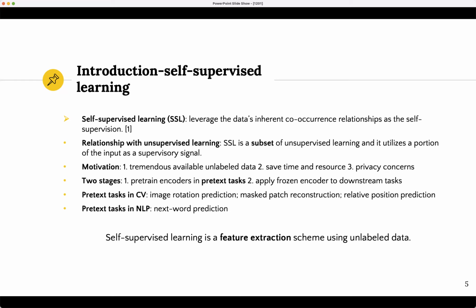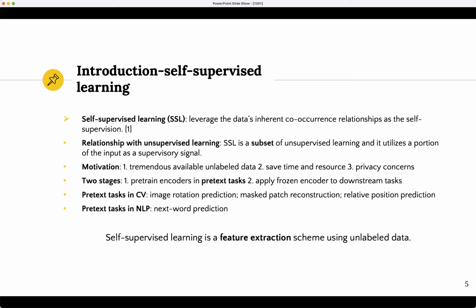Generally speaking, self-supervised learning has two stages. The first stage is to pre-train the encoders on defined pretext tasks. These pretext tasks can be different and are very critical for SSL. The other stage, just like other transfer learning, applies the frozen encoder to the downstream tasks.